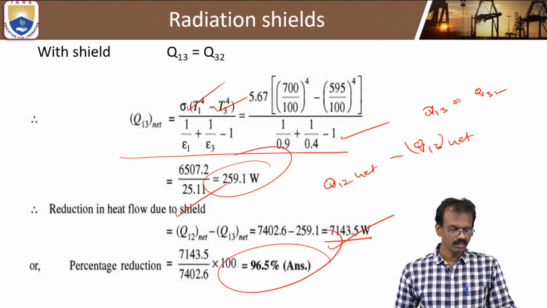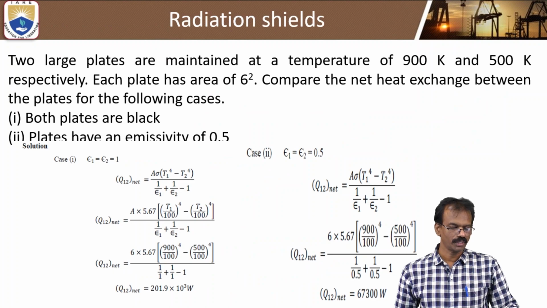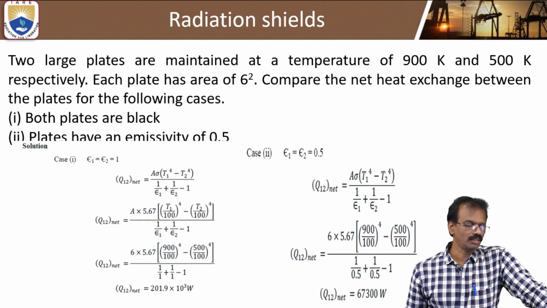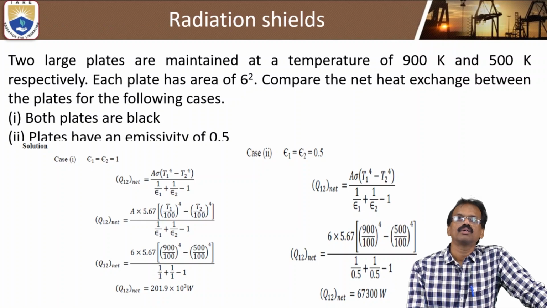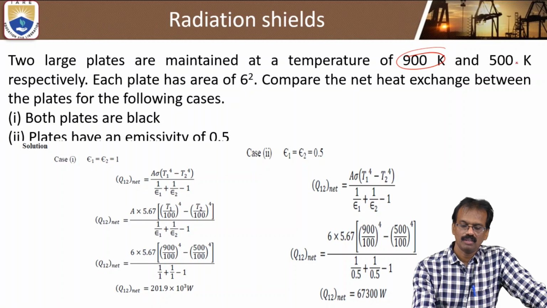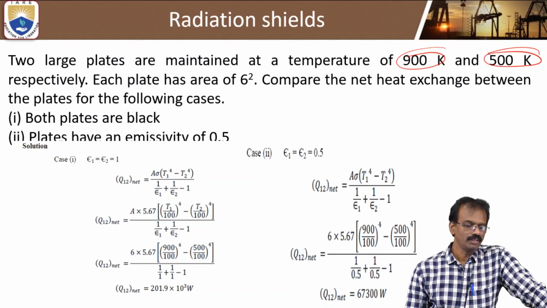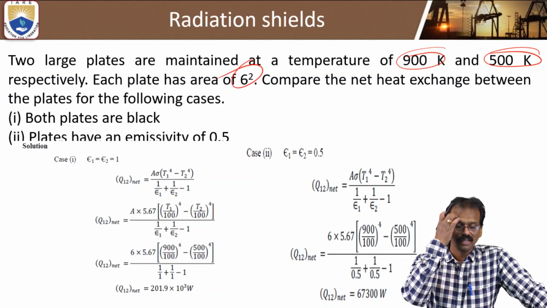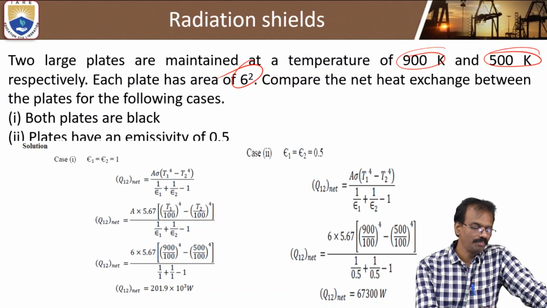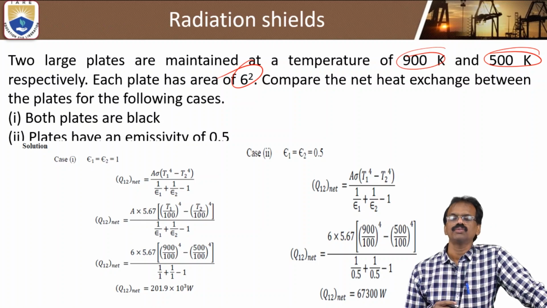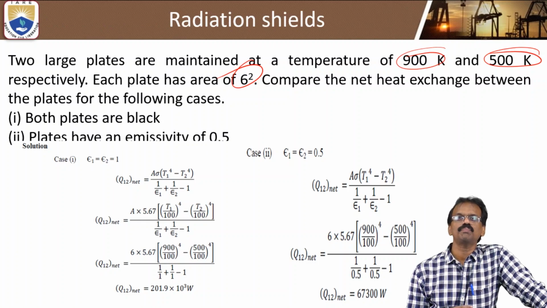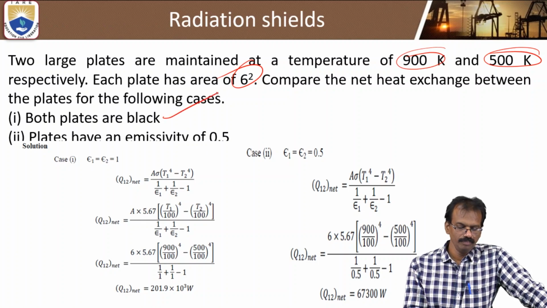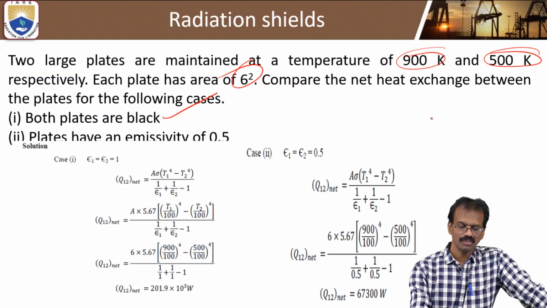Okay. We will see just one more numerical. This one is two large plates. Two large plates are maintained at temperatures of 900 Kelvin and 500 Kelvin respectively. Each plate has an area, also given as 6 square meters. Compare the net heat exchange between the plates for the following cases. There are two types of cases. One is where both plates are black. Black means, you know that, emissivity is 1.